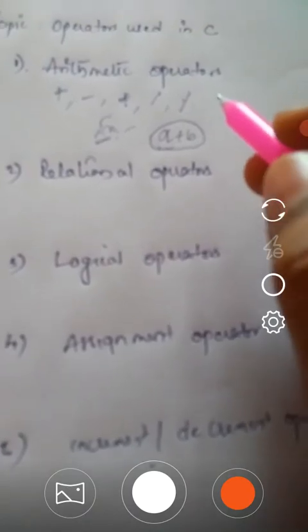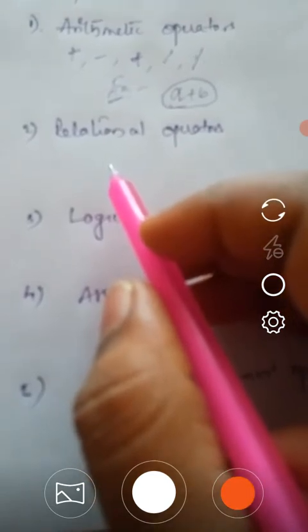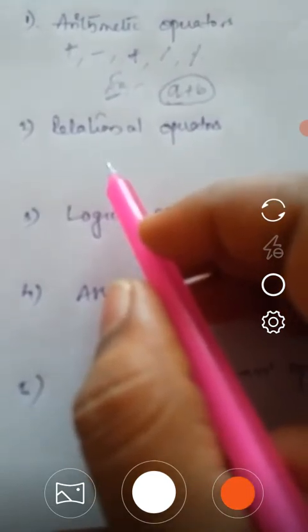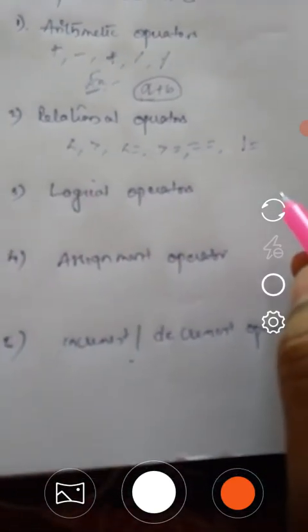The next one is the relational operators. We often compare two quantities and, depending on their relation, take certain decisions. These comparisons can be done with the help of relational operators. Here, less than operator, greater than operator, less than or equal to, greater than or equal to, double equal to, and not equal to, these are the relational operators which we are using in C.